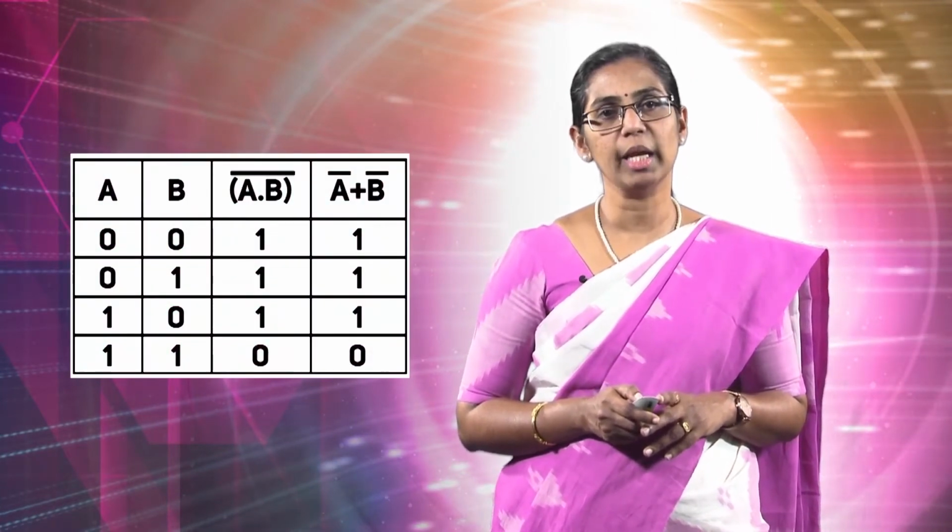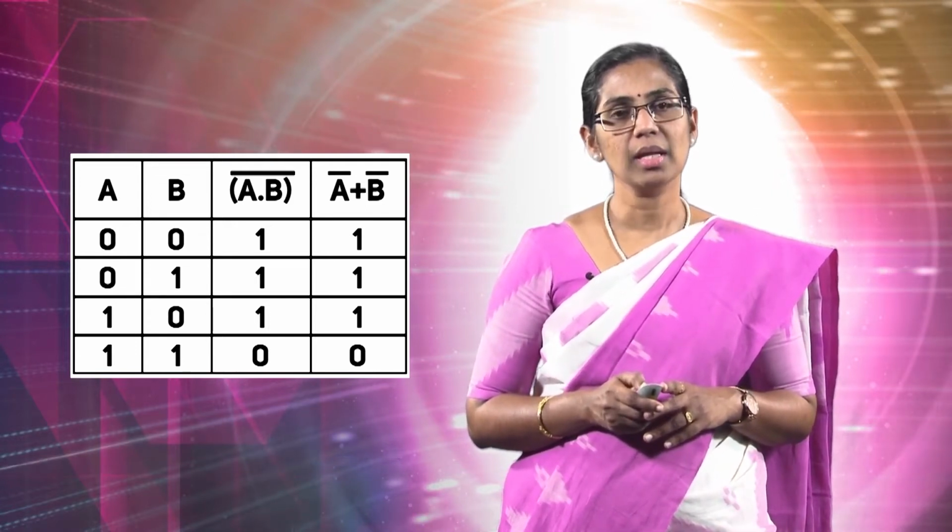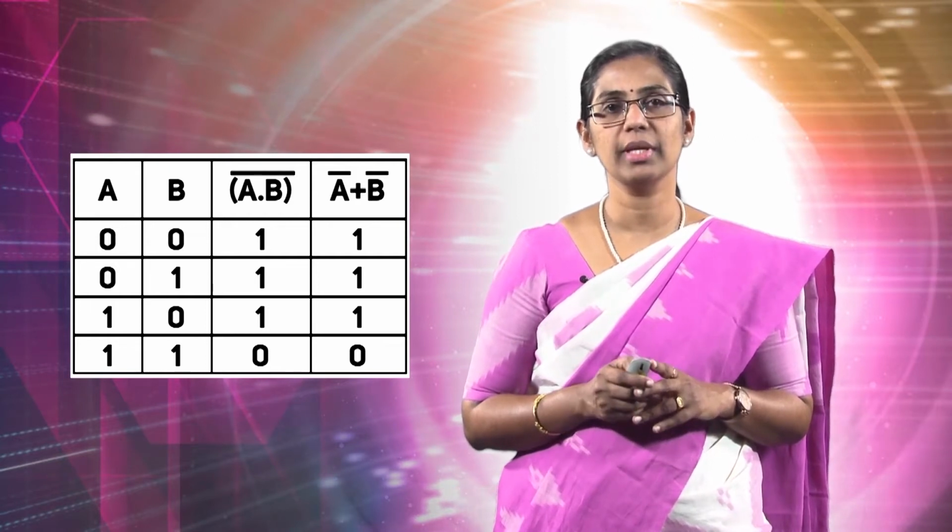Here, if any of the inputs a and b is 0, the output is 1. If both inputs of NAND gate are 1, the output will be 0. According to De Morgan's theorem, (a dot b) whole complement can be expressed as a complement plus b complement. This can be verified from the truth table given here. A is 0, b is 0, then (a dot b) whole complement equals 1, a complement plus b complement is 1. And this is how for all the combinations we have written.